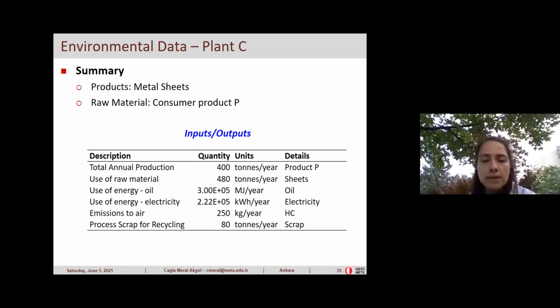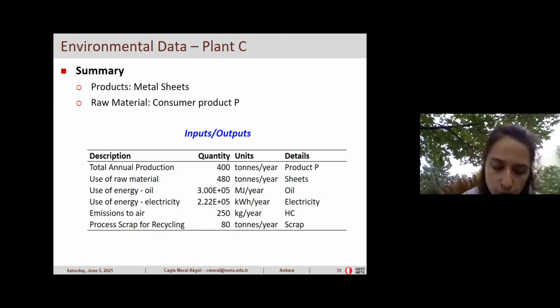And the plant C produces... actually, I wrote this wrong here: the product is consumer product P, and the raw material is metal sheets. Basically, we produce 400 tons of product P, we use 408 tons of sheet, we use 3 e to the 5 megajoule oil, we use 2.22 e to the 5 kilowatt hour electricity, we have 250 kilogram emissions to air, and we have 80 tons of scrap, which is used in recycling.